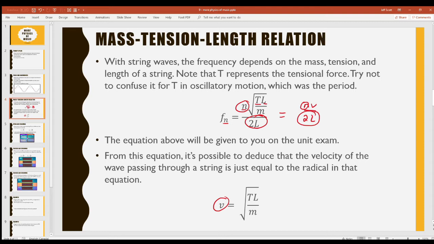That piece down here is not going to be given to you on your unit exam, but this equation will be. But since we are already expected to remember that for fixed end harmonics, your frequency is nv over 2L, this shouldn't be too much more of a stretch to just say that v is equal to this square root piece right here.